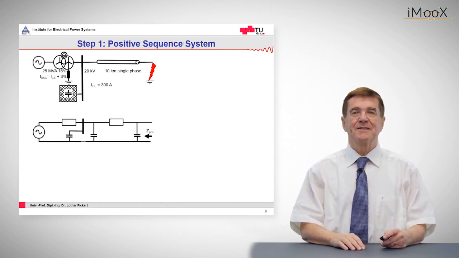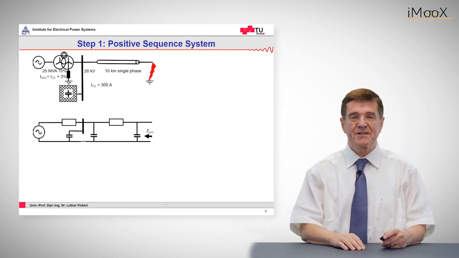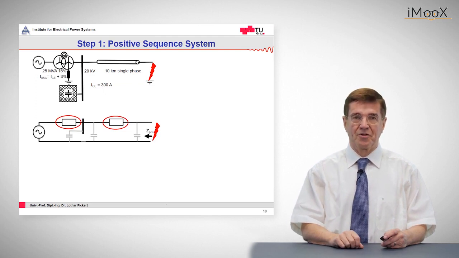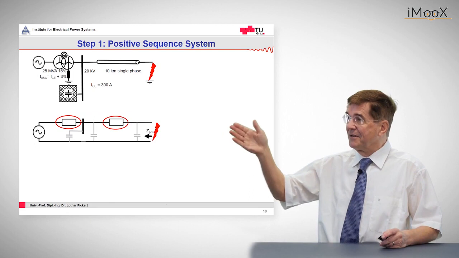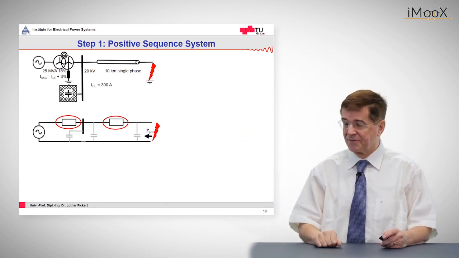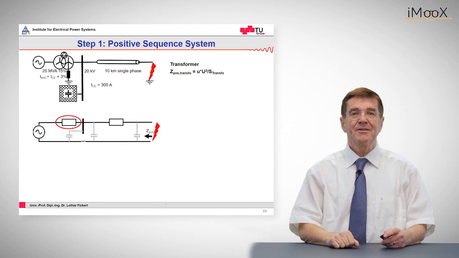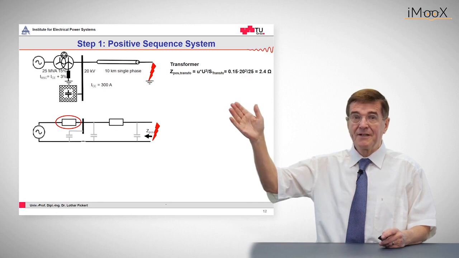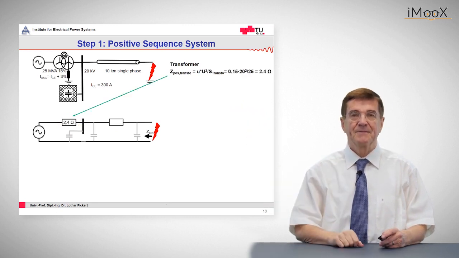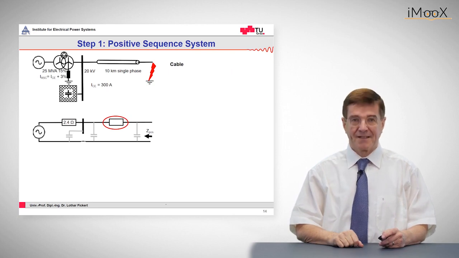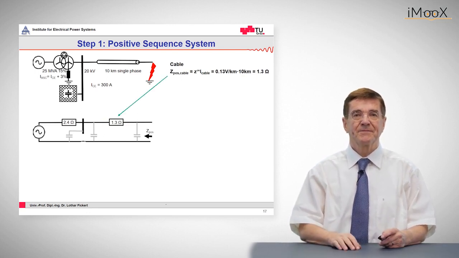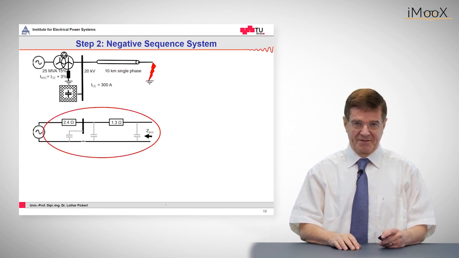Now let's start with the positive sequence system. The positive sequence system is known to everybody of us because a three-phase short circuit is controlled by the vital elements of this three-phase system, which is the transformer impedance and the line impedance. Now let's concentrate on these. The transformer impedance can be calculated as shown above, and the value is 2.4 ohms. The same applies to the line impedance. The line impedance is the specific impedance of the line multiplied with the length of the line, and that comes out as 1.3 ohms. So that was the positive sequence system.